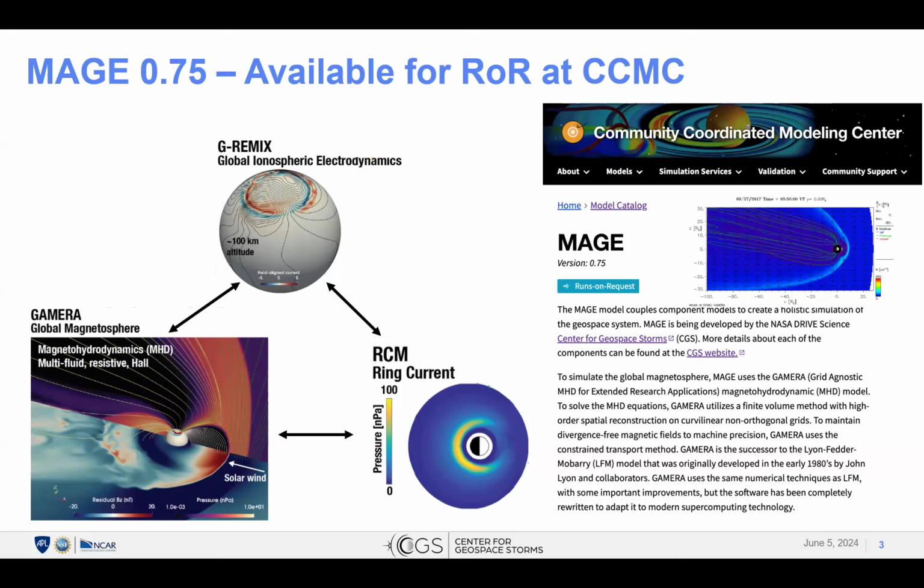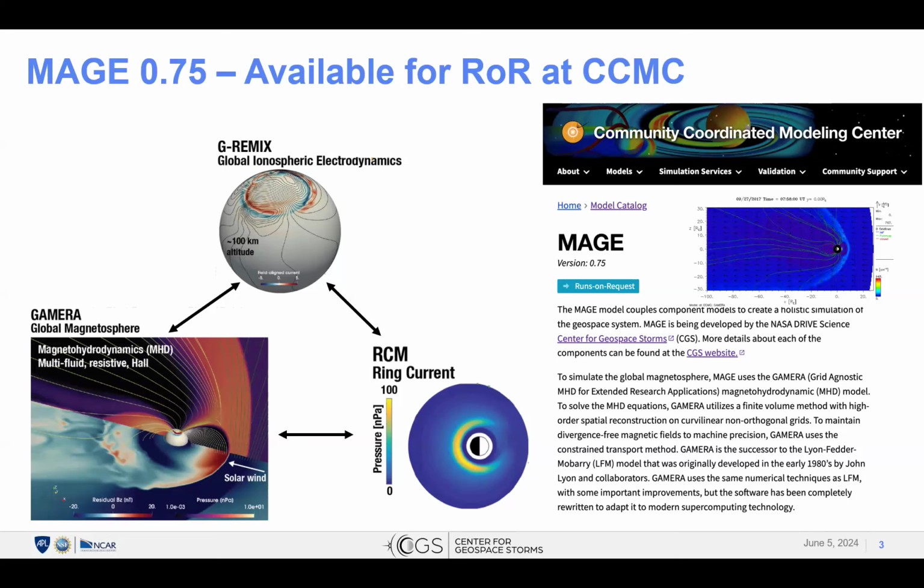It's available for runs on request right now at CCMC, and the version of the model that's available at CCMC is what we're calling MAGE 0.75, and it has three components. It has the Gamera magnetosphere component, so that's the MHD solver for the magnetospheric portion of the domain. In the inner magnetosphere, we're using the Rice convection model, and then those things are coupled to a high latitude ionospheric electrodynamic solver to solve the cross polar cap potential and those patterns.